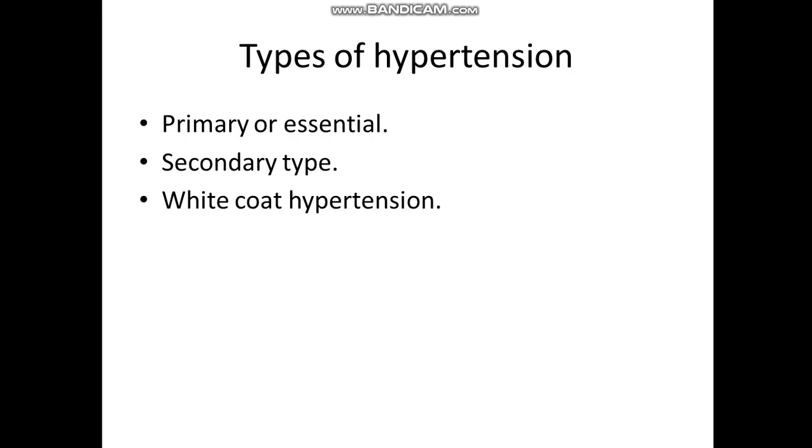Secondary hypertension, or secondary type, means hypertension occurs secondary to certain systemic conditions or other conditions, such as in a patient with thyrotoxicosis or renal failure, or certain endocrine tumors such as pheochromocytoma. So hypertension may occur secondary to these diseases. White coat hypertension is a descriptive term in which the patient may develop hypertension due to fear and anxiety of the white coat of the physician.